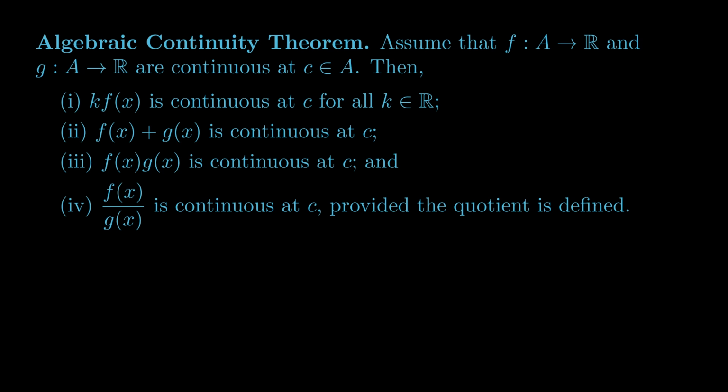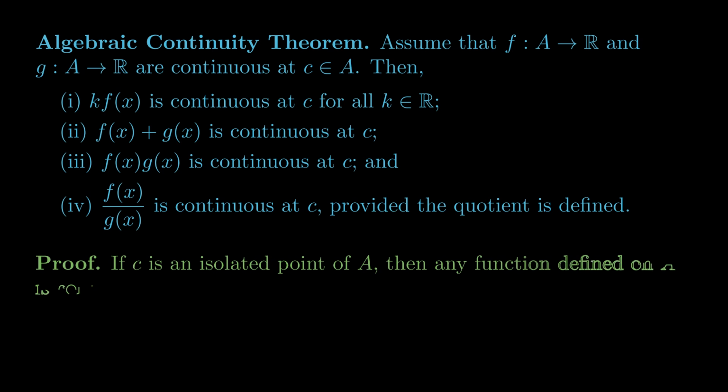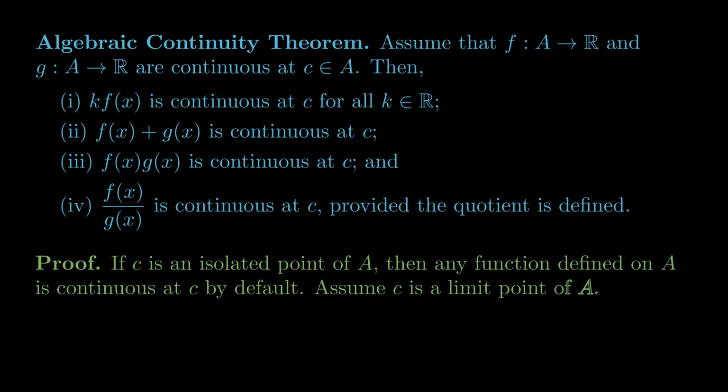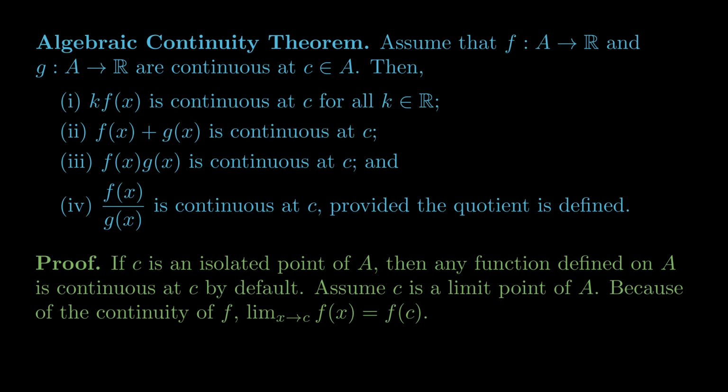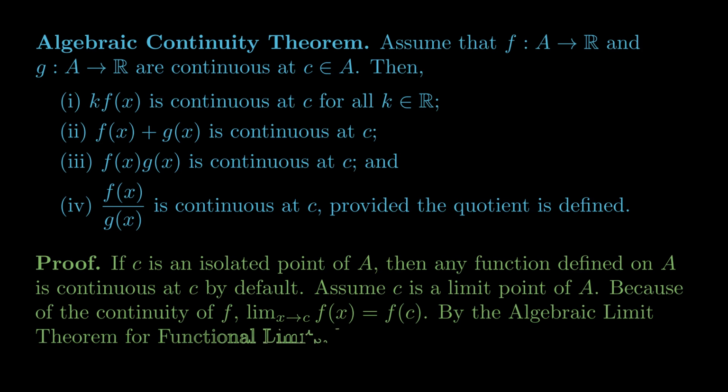The proof of this breaks down into just two simple cases. If c is an isolated point of A, then any function defined on A is continuous at c by default. So all of these functions would be continuous at c. And if c is not an isolated point, meaning it's a limit point, then because of the continuity of f, the limit as x approaches c of f of x equals f of c. And so by the algebraic limit theorem for functional limits, we get that the limit as x approaches c of k times f of x equals k times f of c, etc., which correspond to these four functions being continuous at c.